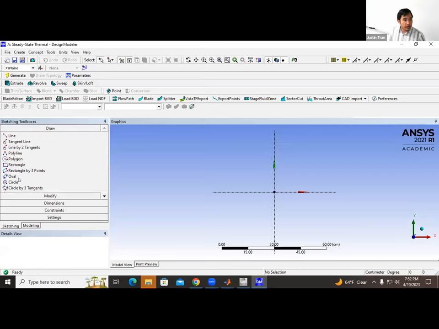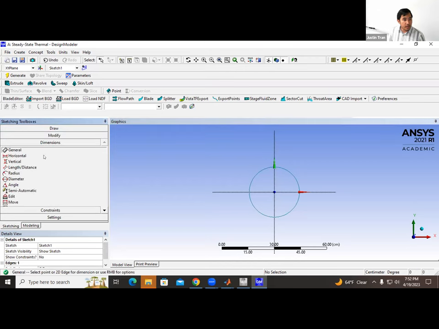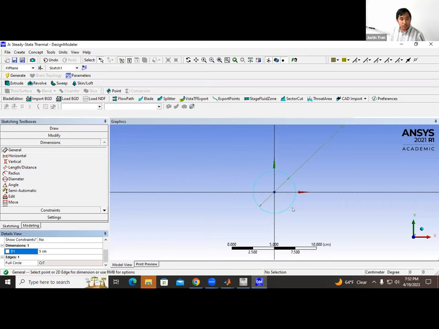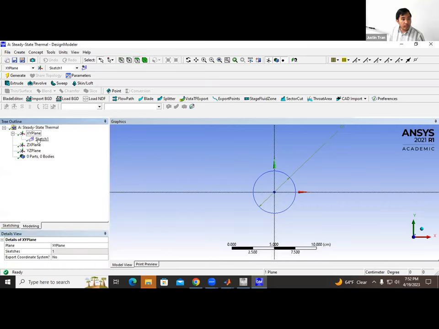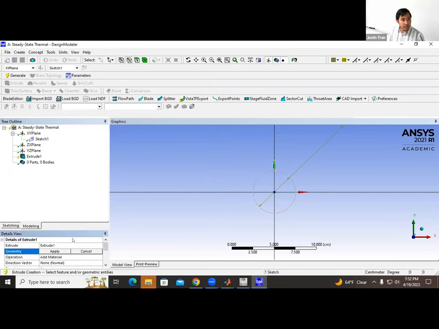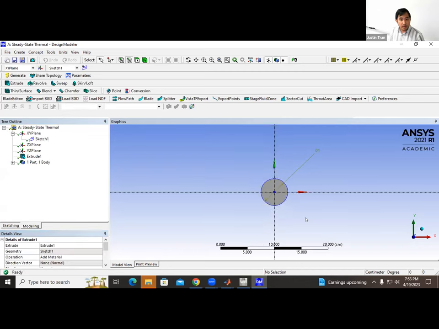Okay. So let's go ahead and draw a circle. We're going to center it on the origin and dimension it, giving it a dimension of 5 centimeters. All right. So let's go back to our modeling here. We have our one sketch. Let's go ahead and extrude this. Let's apply that to our sketch, and we're going to extrude it by 100 centimeters. All right, let's hit generate.